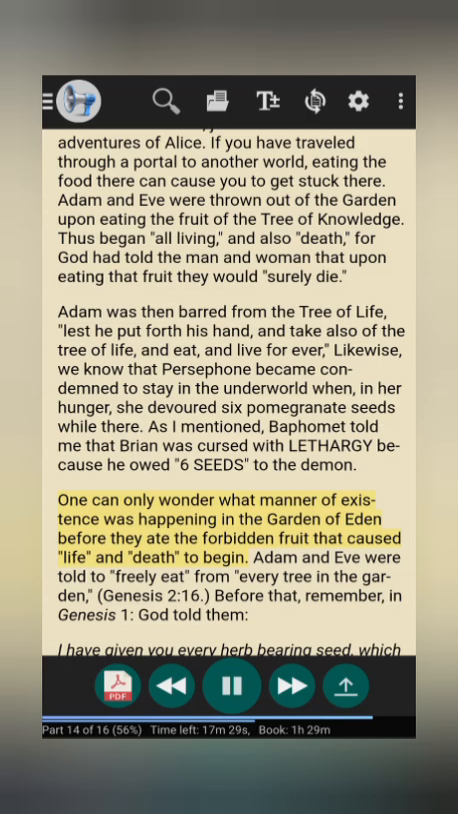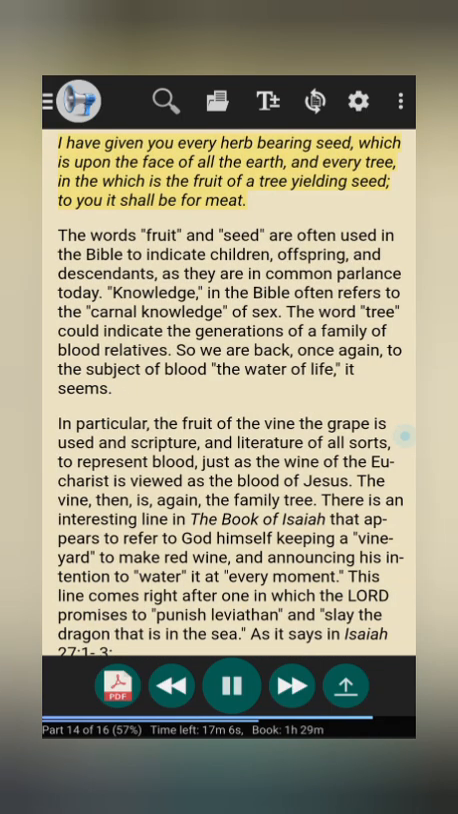One can only wonder what manner of existence was happening in the Garden of Eden before they ate the forbidden fruit that caused life and death to begin. Adam and Eve were told to freely eat from every tree in the garden. Genesis chapter 2, verse 16. Before that, remember, in Genesis chapter 1, God told them, I have given you every herb-bearing seed, which is upon the face of all the earth, and every tree, in the which is the fruit of a tree yielding seed.